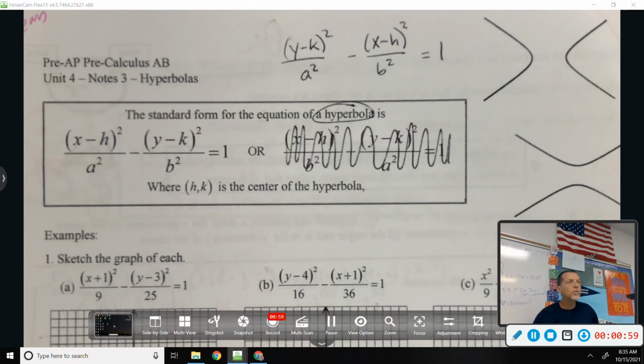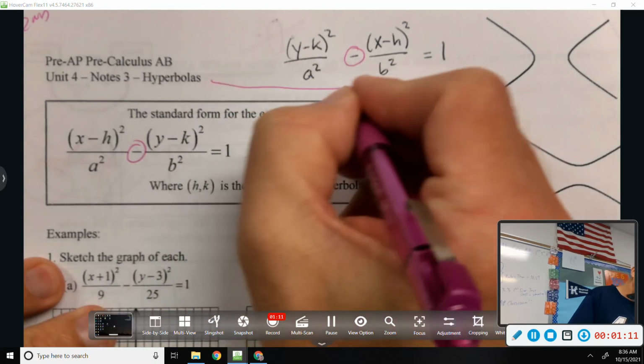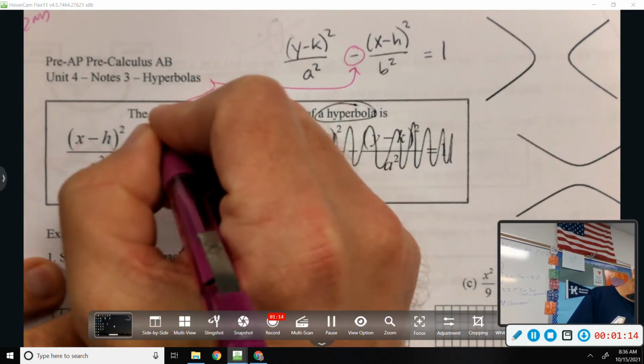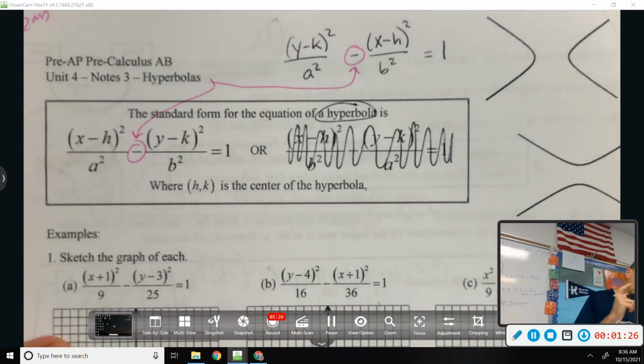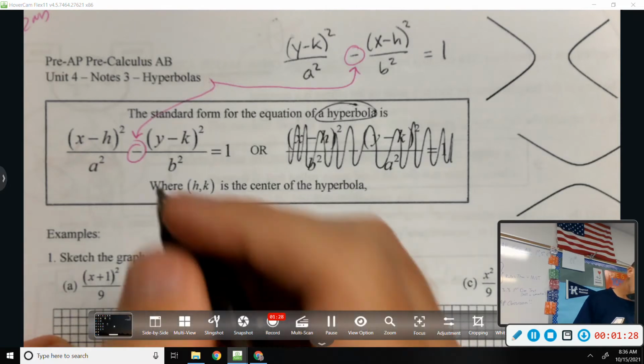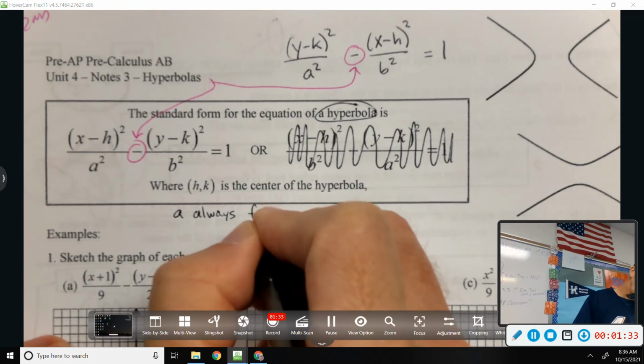How is it different from the ellipse equation? There's a big minus sign in there. That's what makes it a hyperbola, that minus sign as opposed to a plus sign for the ellipse. So the minus sign is for the hyperbola, plus sign is for an ellipse. For an ellipse, A was always bigger. For a hyperbola, A is always first.